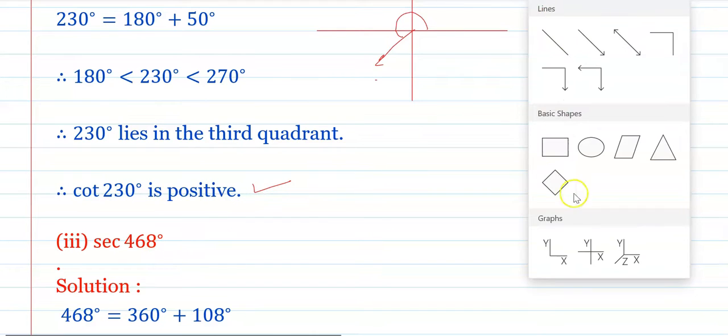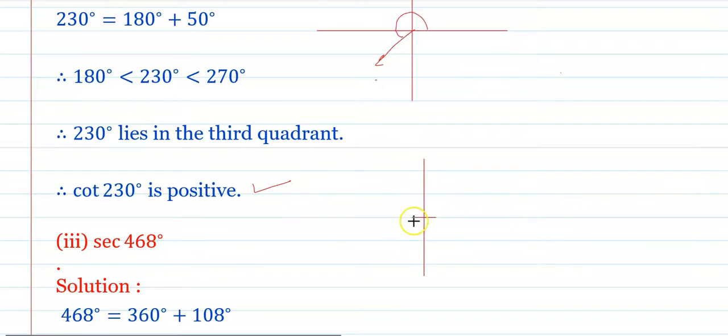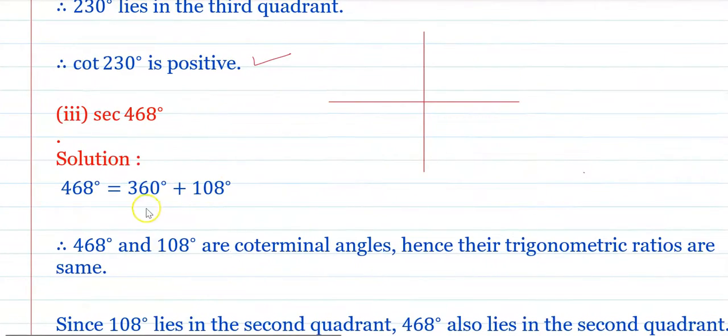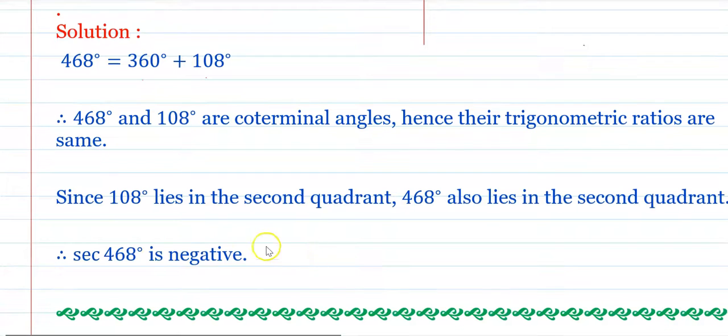Next is sec of 468. Again, if we draw this coordinate geometry like this, it is 360 plus 108. That means one complete rotation, and next 108 goes in the second quadrant. In the second quadrant only sin is positive, therefore sec of 468 is negative.